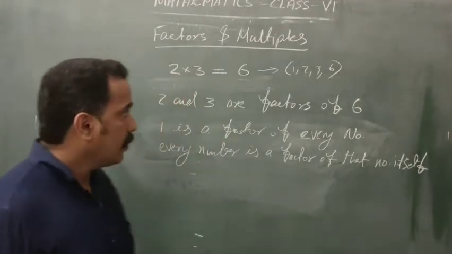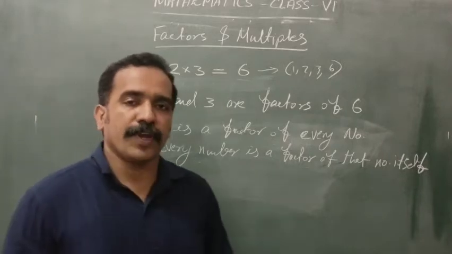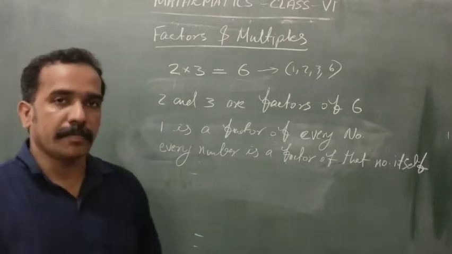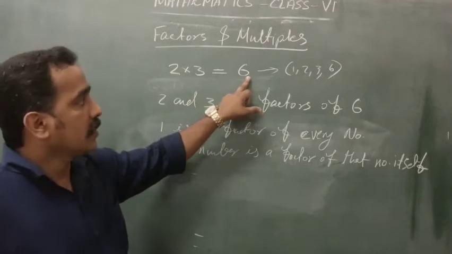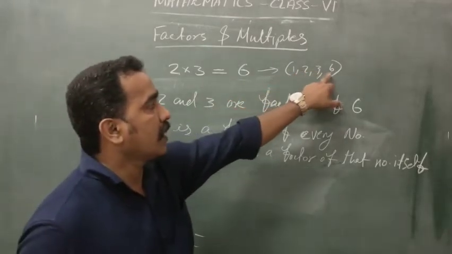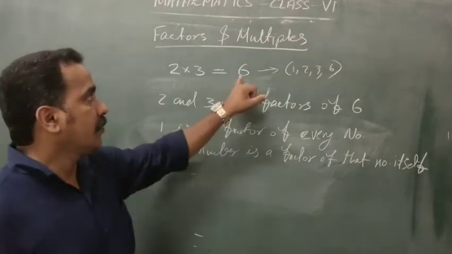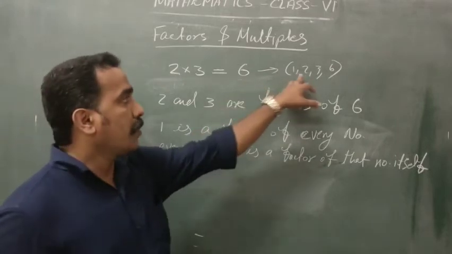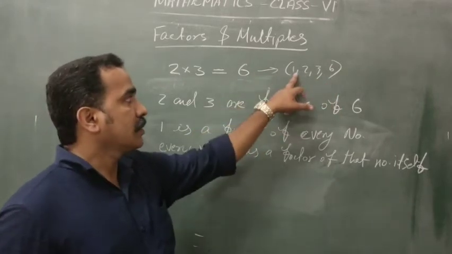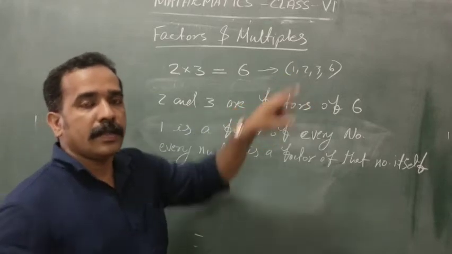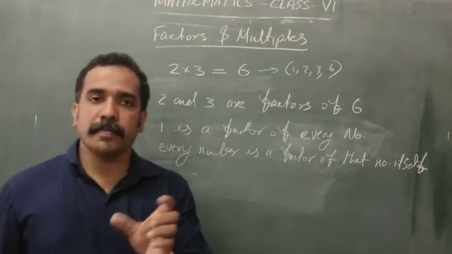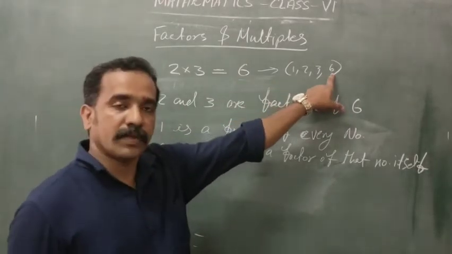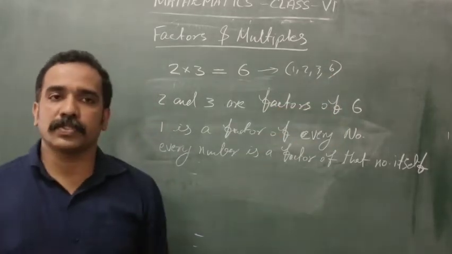And next property, the smallest factor of a number is always 1. 1 is the smallest factor of a number. Suppose if you take 6, the factors of 6 are 1, 2, 3 and 6. With any other number we cannot divide 6. Only with these numbers we are able to divide 6. So among these, which is the smallest factor of 6? 1. And the greatest factor of a number is that number itself. The biggest factor of 6 is 6 only. These are the main properties of factors.